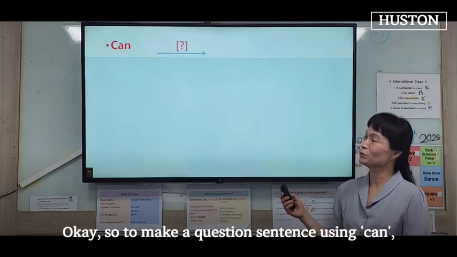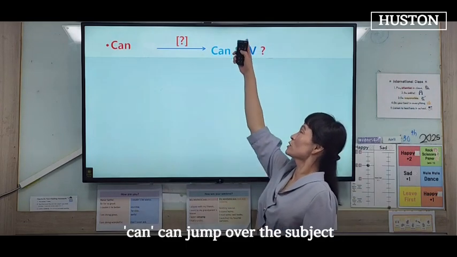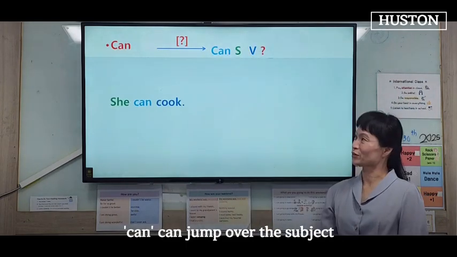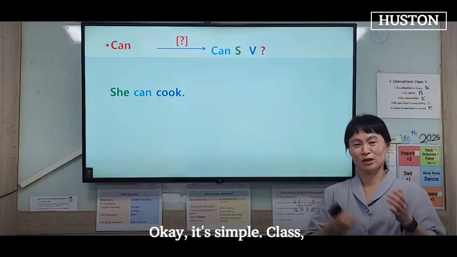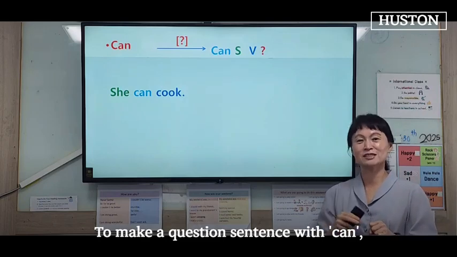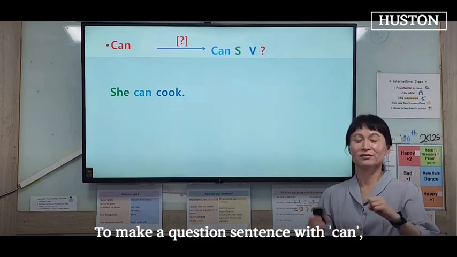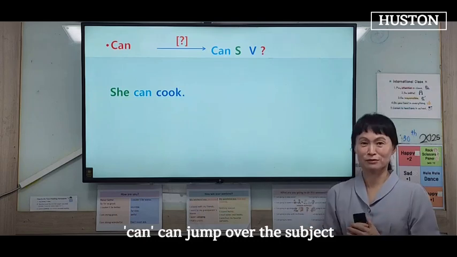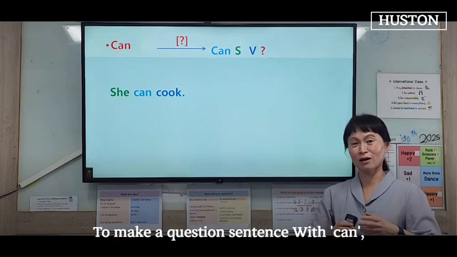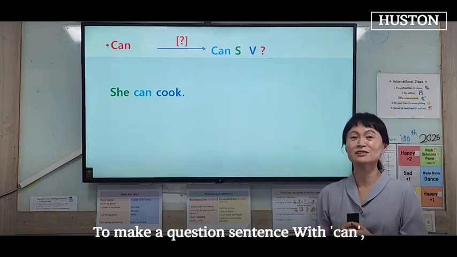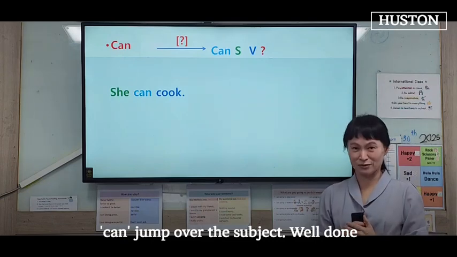What about question sentence? Okay? So to make a question sentence using can, jump over the subject. Okay? It's simple. Class, meter. To make a question sentence with can, jump over the subject. Can you teach me? Teach. To make a question sentence with can jump over the subject.